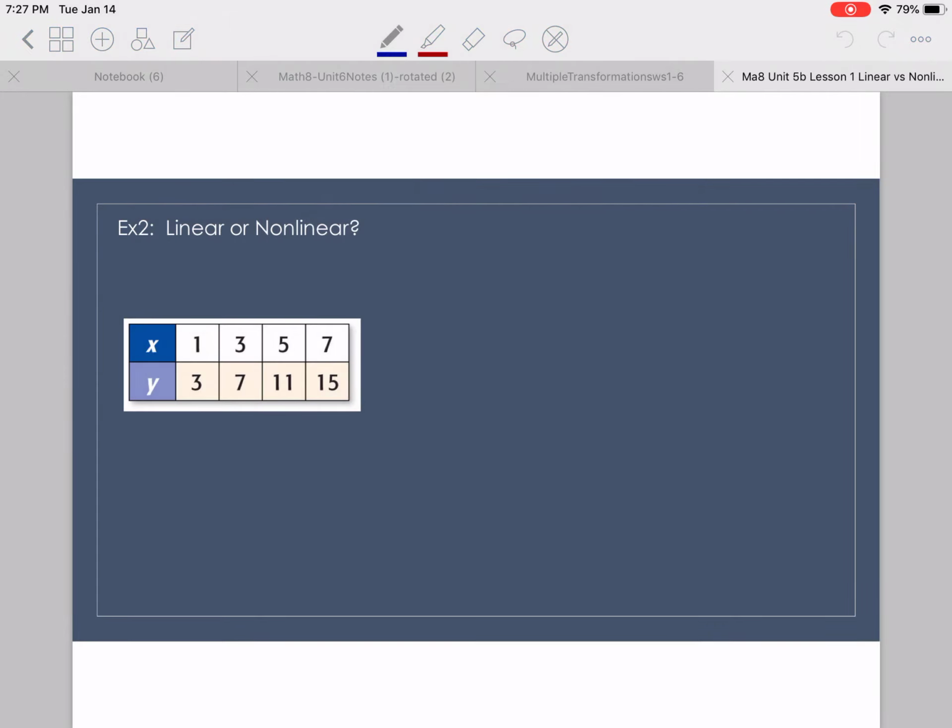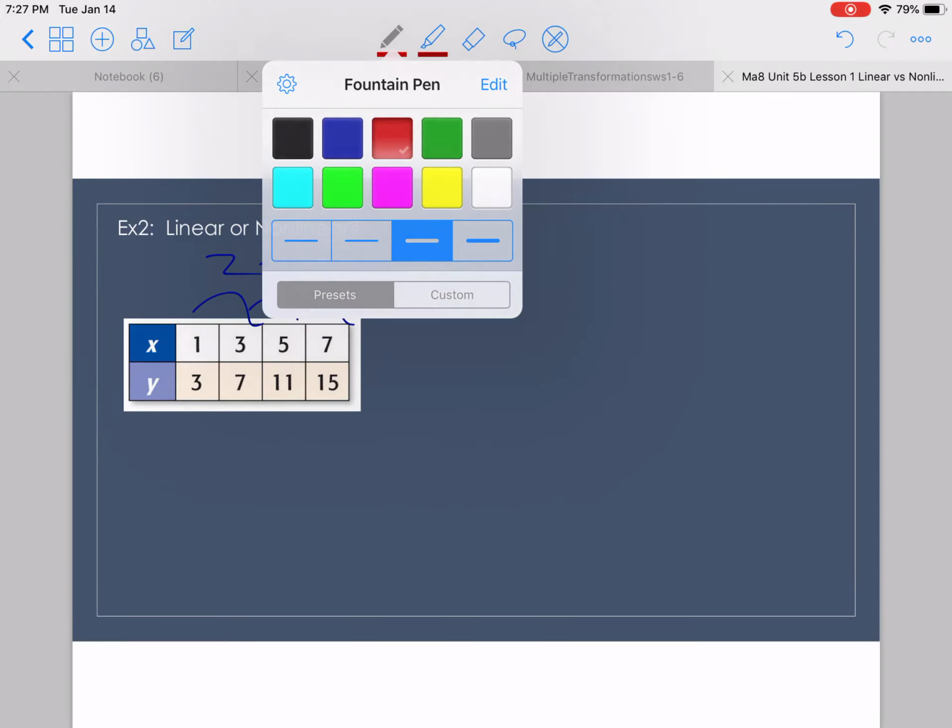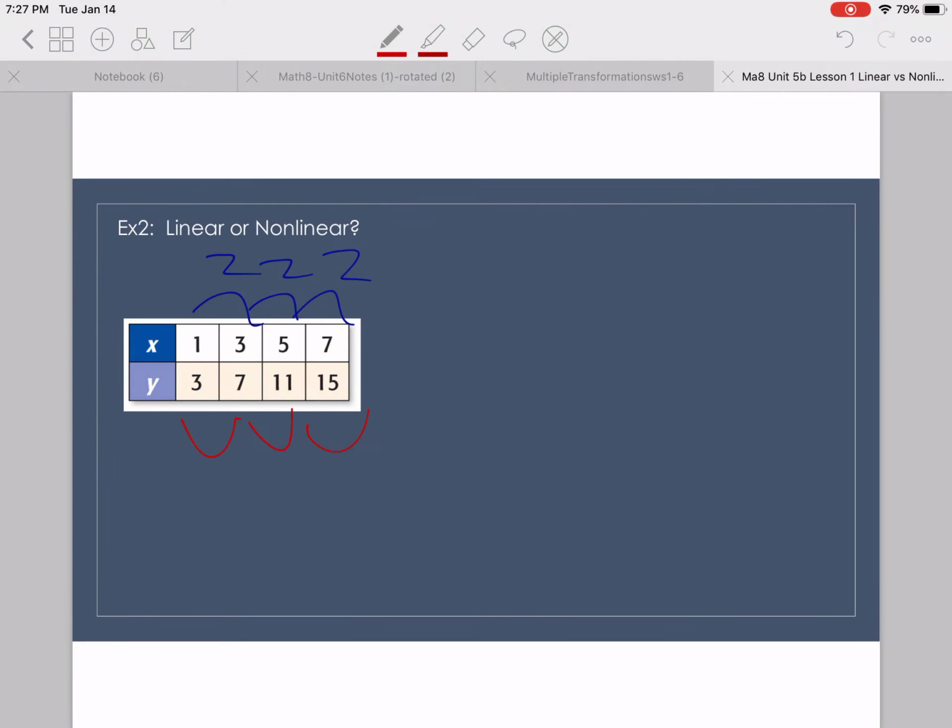All right, the second table, notice the x goes up by 2 again. 2, 2, 2, the same change every time. Now the y goes up by 4, goes up by 4, goes up by 4. Notice we have the same consistent change, just like the x's. So the rate of change is constant, and in that case we would say linear.